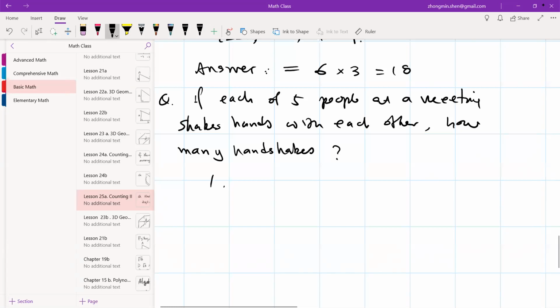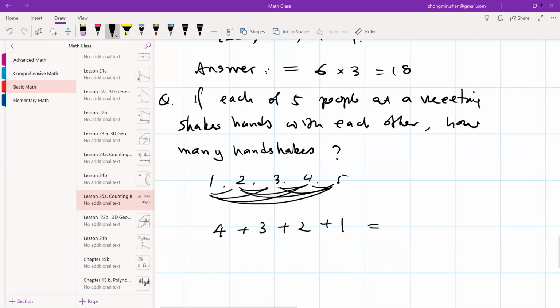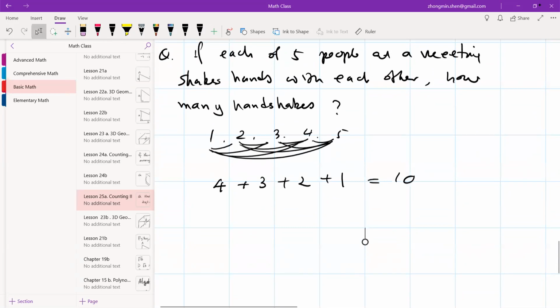Alright, so here's what we do. You can write down like this: 1, 2, 3, 4, and 5. There are a couple of ways to do it. Person 1 shakes hands with four people. Then for 2, you cannot shake hands with 1, so you have 3, 4, 5, so you got 3. Then for 3, you got 2. For 4, just only 1. So the total will be 10. This is a more direct way to do it. Yeah, the answer is 10.